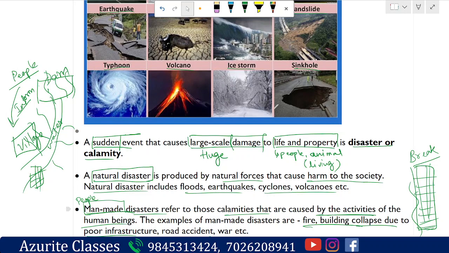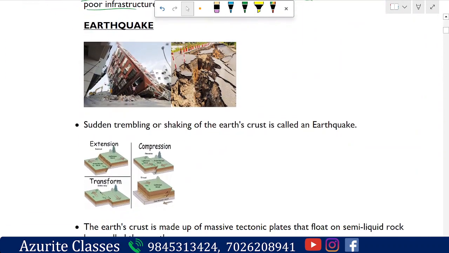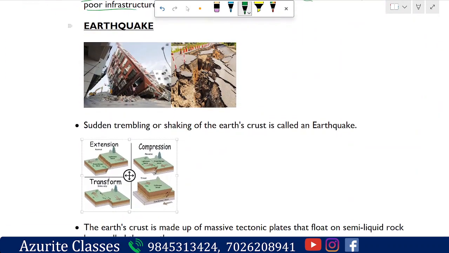So listen, I will tell. Okay, so earthquake. Earth means you already know, our planet Earth, that gets damaged here. Can you see here? This building is collapsing. This road is cracked. This is earthquake. So that is damage to the earth crust.